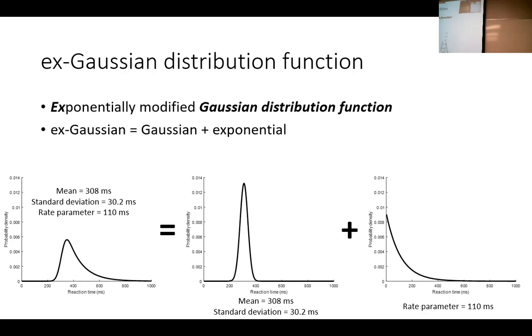So this isn't the mean of the ex-Gaussian, it's the mean of the Gaussian distribution. This is the standard deviation of the Gaussian distribution. And this is the rate parameter of the exponential function. But we use those to describe the ex-Gaussian distribution function.